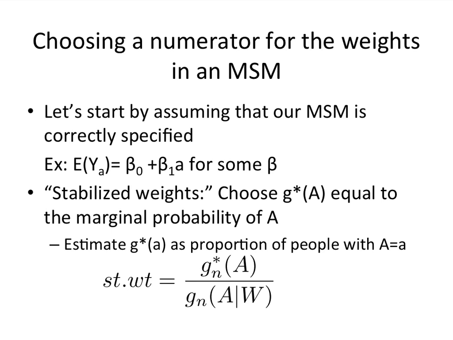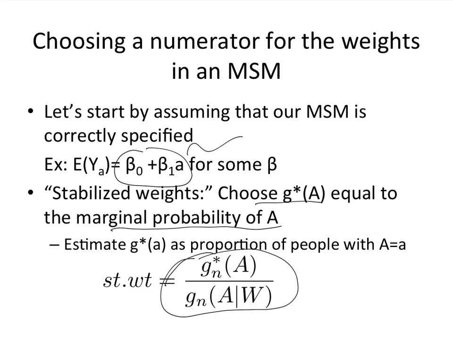Okay, so we're going to assume it's correctly stabilized. We have the correctly specified model. Here's our model. That's our M. We're going to choose this equal to the marginal probability of A, which I just discussed. And then this will be our stabilized weight. We can easily calculate it using the regression and just the proportions, getting that ratio and plugging it in as a weight.